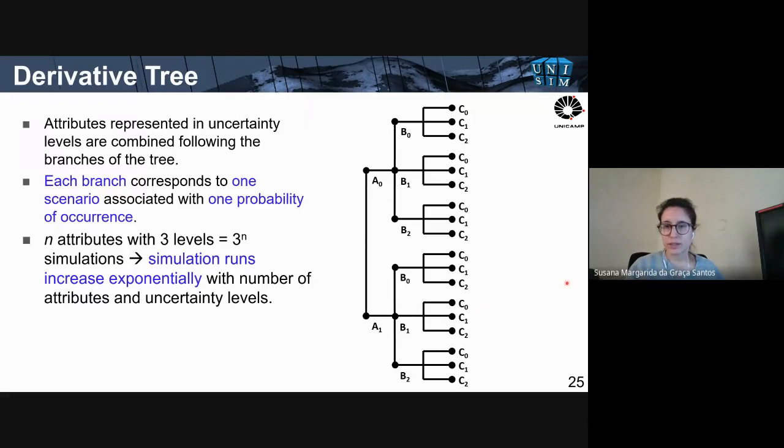Okay, so is the base case always defined as the most likely scenario? This is a question from Davi.